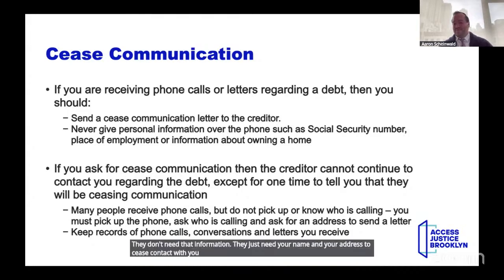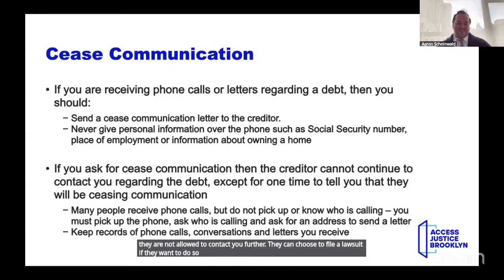They obviously have your phone number or they wouldn't be contacting you in the first place. Ditto your email address or any other means of communication. And so if you have done that, then they can contact you one more time to say that they are ceasing communication, but otherwise they are not allowed to contact you further. They can choose to file a lawsuit if they want to do so.